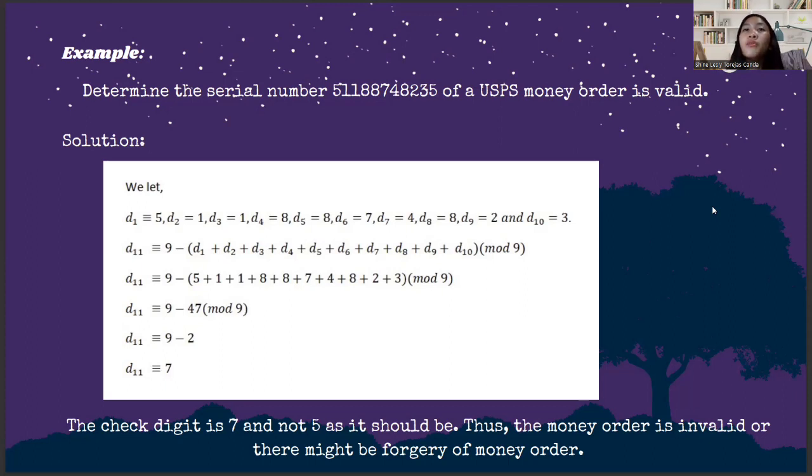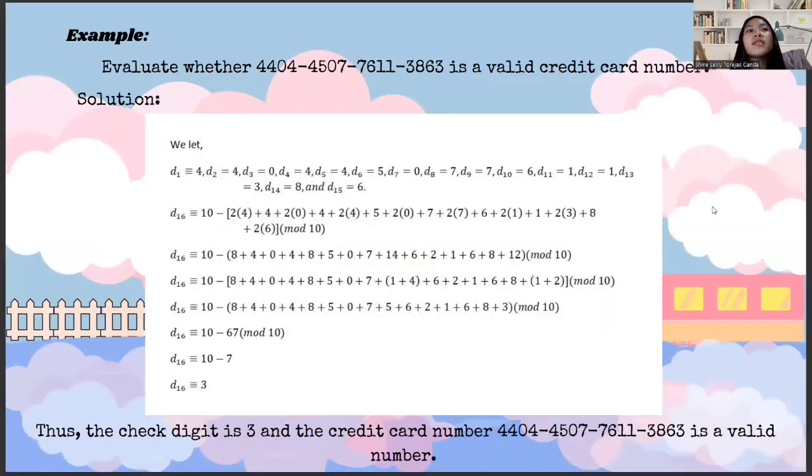But in the serial number, it is indicated with 5. So it should be 7, not 5. Thus, the money order is invalid, or there might be forgery of the money order. So that is for USPS. Now we are going to move on to the credit card.